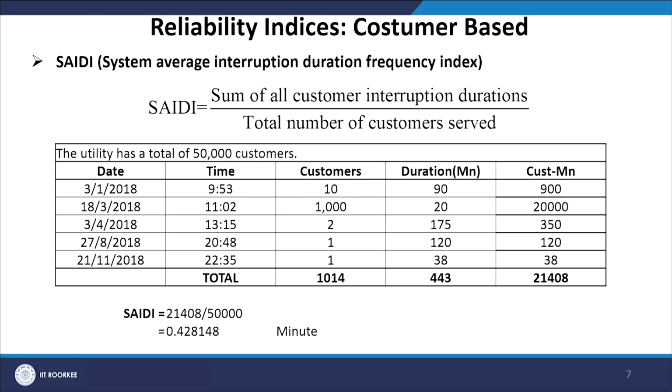So SAIFI is 1014 divided by 50,000, which is 0.02028. We can also calculate one more variable known as SAIDI, System Average Interruption Duration Index. SAIDI is defined as the ratio between the sum of all customer interruption durations and the total number of customers served. With the same example, the sum of all customer interruption durations, that is customers multiplied by duration, is 21,408, divided by 50,000, which is 0.428148. This is how, for a given case study, one can calculate SAIDI.